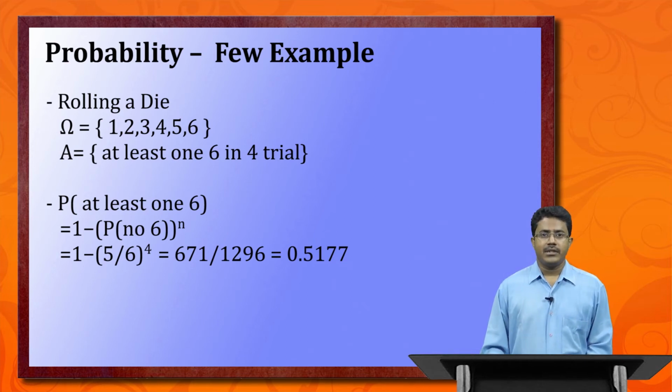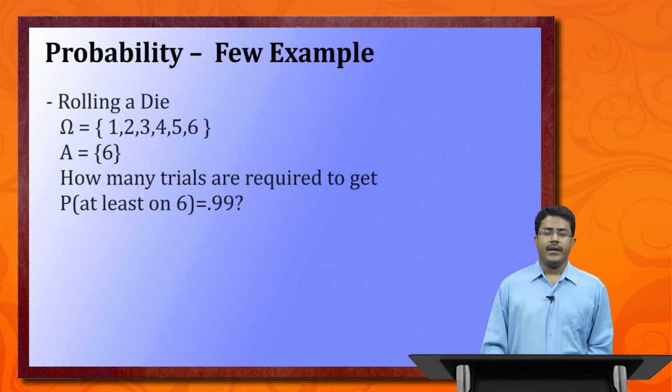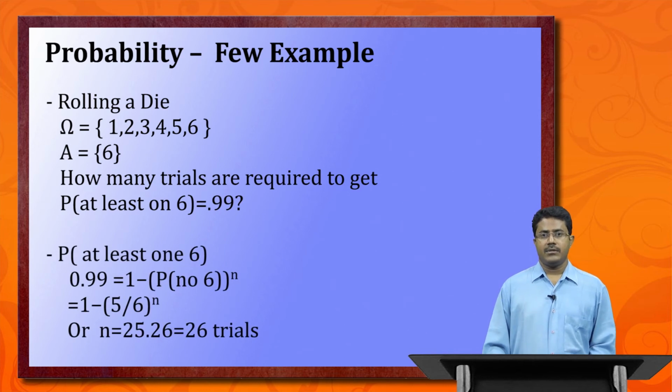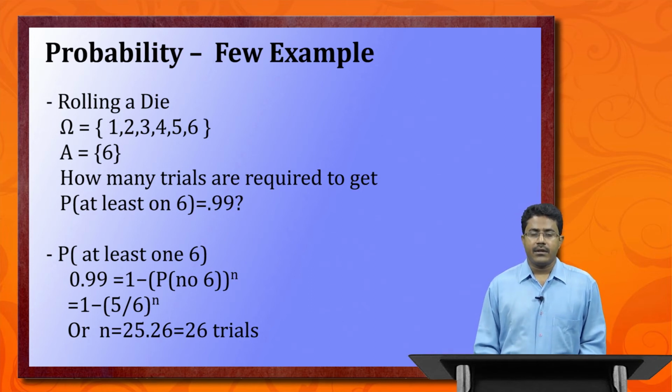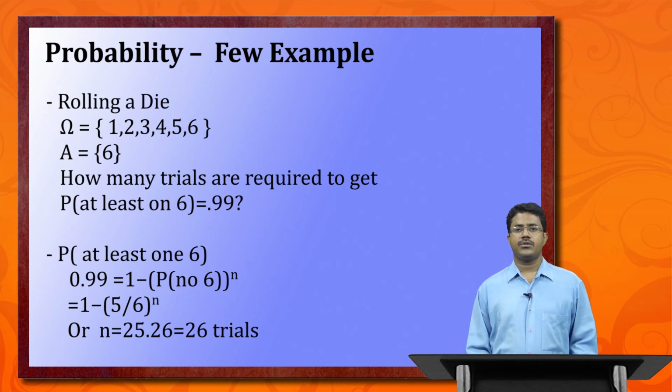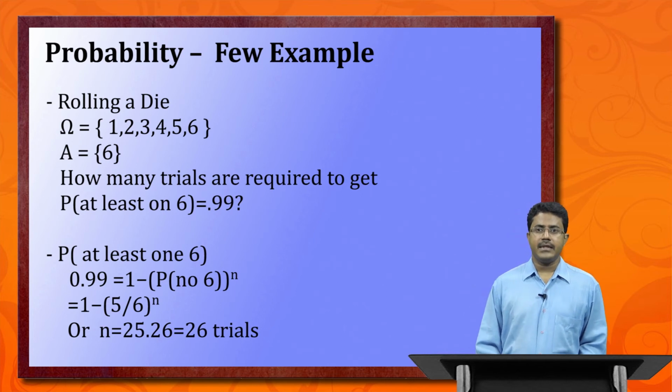We will take another example which is very interesting. We want to roll a die and we want a 6 in any trial. So how many trials are required to get at least a 99% chance of getting at least one 6? We want to calculate this. So P(at least one 6) is 99%, that is 0.99. So by the at least one rule, 0.99 equals 1 minus P(no 6) to the power n. If we calculate, the value is n equals 25.26. So at least 26 trials are required to get at least one 6.